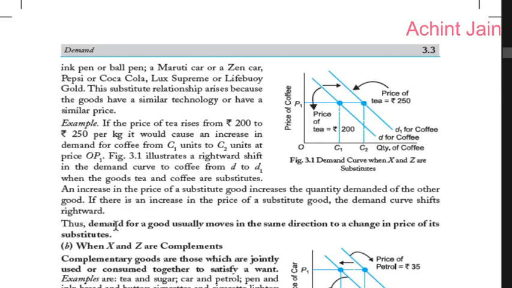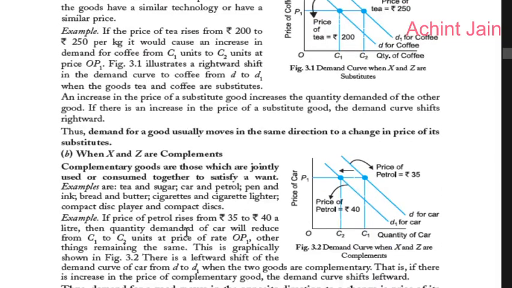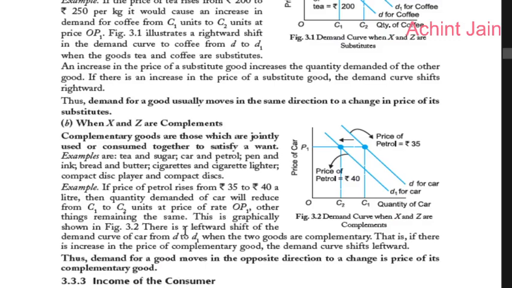Then demand for a good usually moves in the same direction as a change in the price of its substitutes. If the price changes, demand will go in the same direction only. Now the next is when the goods are complementary.